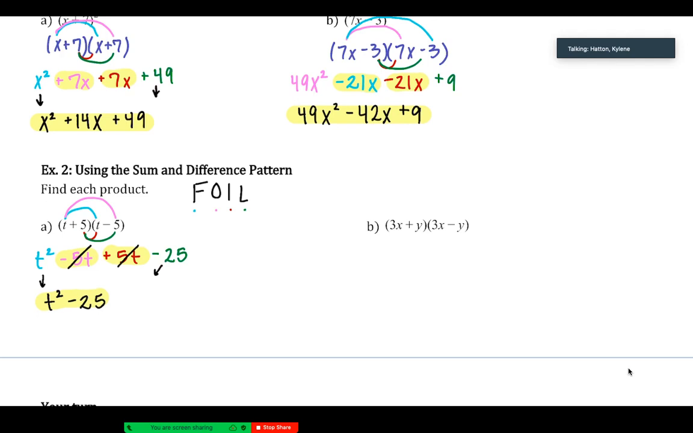So if we backtrack a little bit and look at the way this problem was set up initially, we can start to make sense of why our answer looks a little bit different. If we go back to the original problem, I had t plus 5 and t minus 5. So they were almost the same. The only thing that changed was that plus and that minus. So that's what caused the 5t and the negative 5t to cancel each other out. So this is another special type of pattern. Up at the top it says using the sum and difference pattern. You may see it referred to as the difference of squares once we get into factoring. But just keep in mind, this is just another special type of product. The way we go about finding that product doesn't change, and we're still foiling.